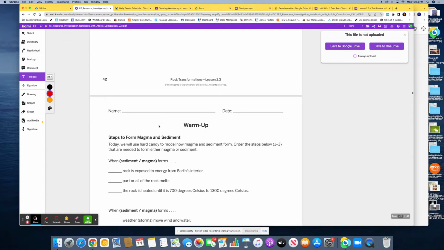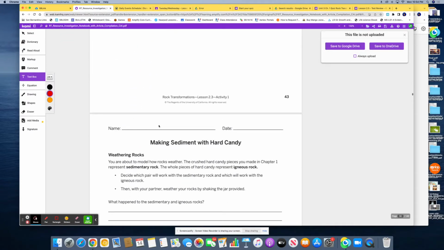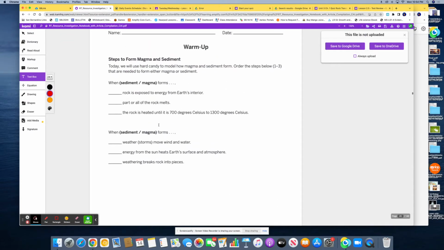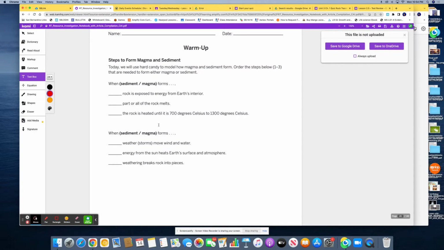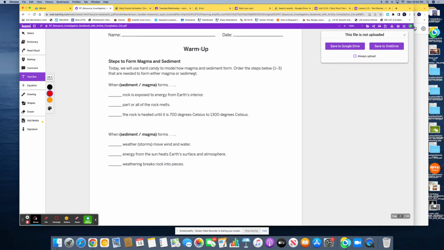All right, so now we're going to go to lesson 2.3. Okay, right here. So here's a warm-up for you. What happens when magma forms? Today we'll use hard candy to model how magma and sediment form. We did that experiment in class. Order the steps 1 through 3 that are needed to form either magma or sediment.